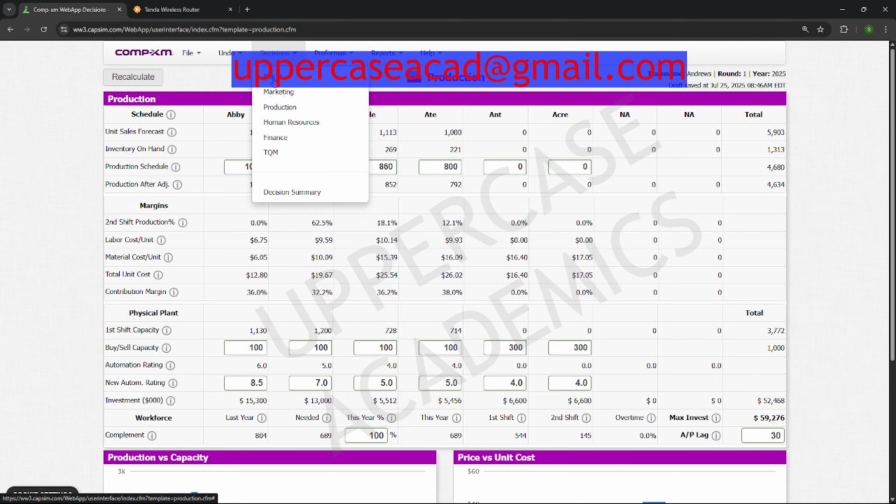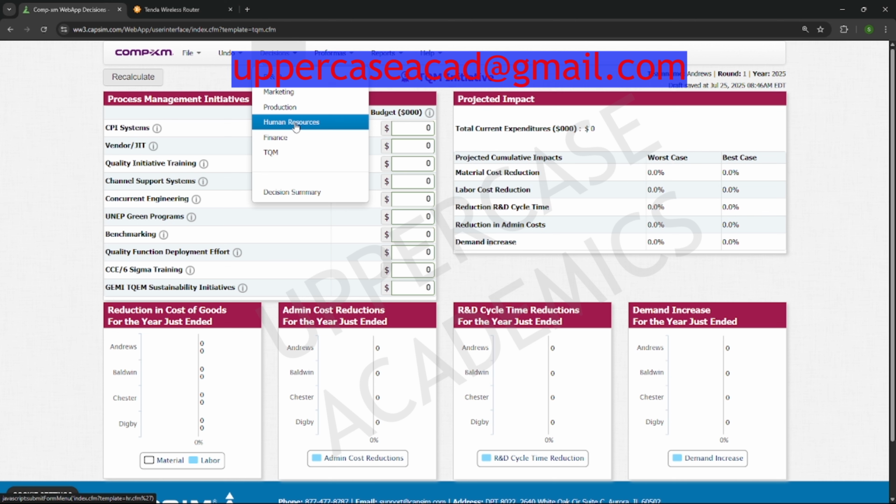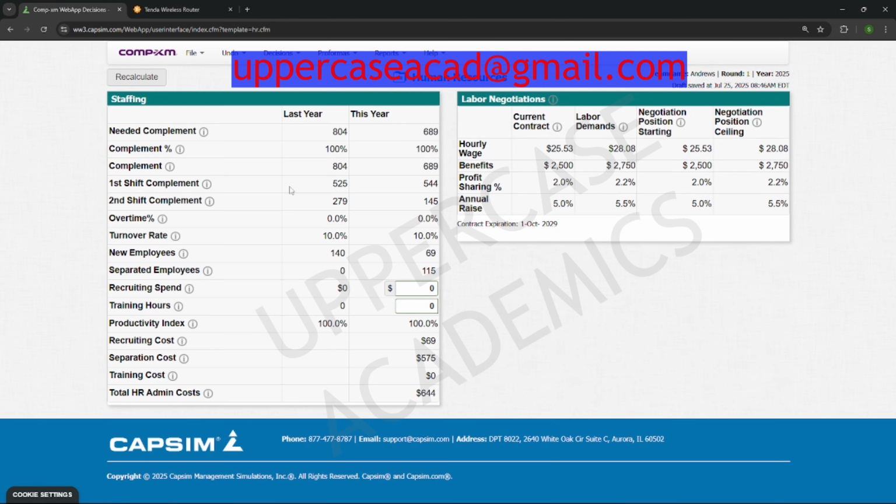The next step is I'll do human resource first before TQM. Under human resource, we aim at having efficient workers who work effectively, to increase my productivity, and to reduce some losses in terms of skills and what have you. I decided to invest 5,000 in recruiting spend, and I'll train them at maximum 8 hours.